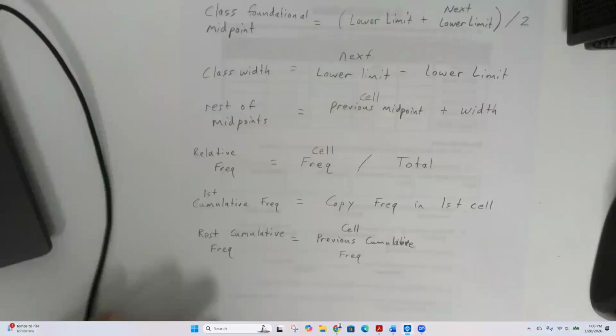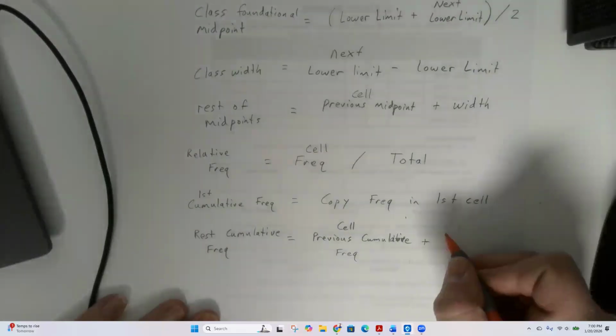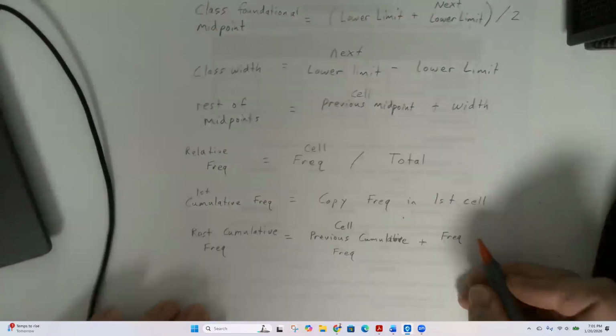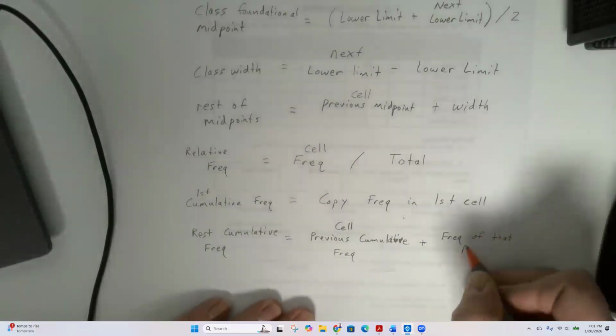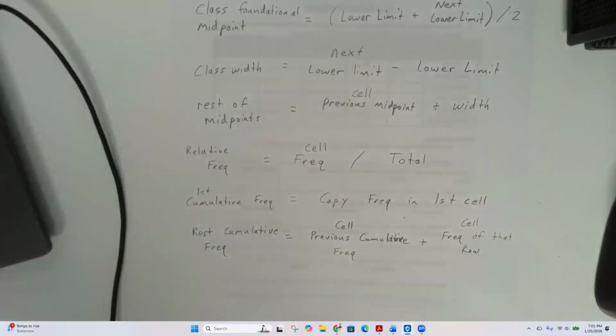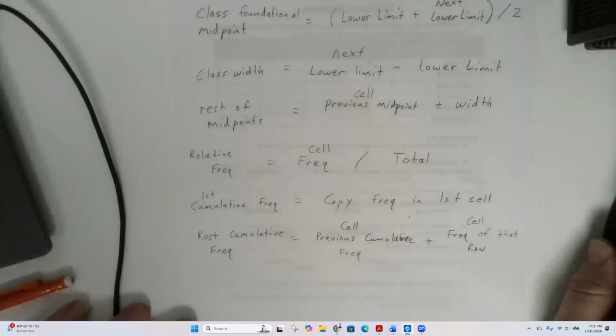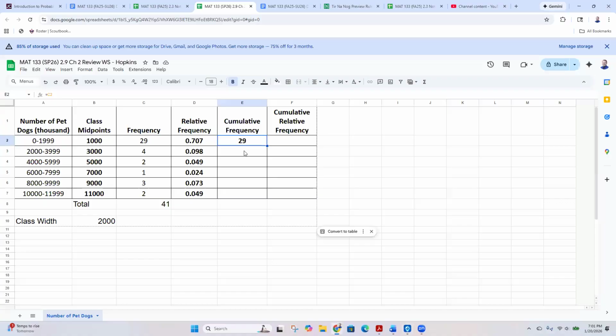Previous cumulative frequency plus the frequency of that row. And you're going to click on the cell of that as well. Click on the previous cumulative frequency and then click on the frequency of that row, okay? Basically, I'm clicking on two cells and adding them together. This is what it's going to look like.